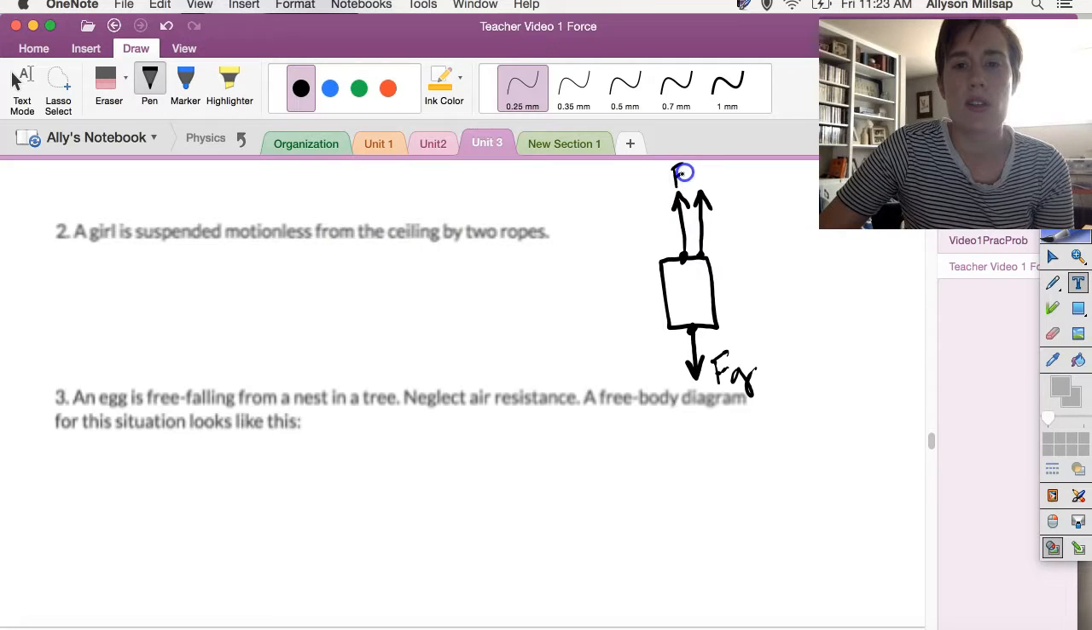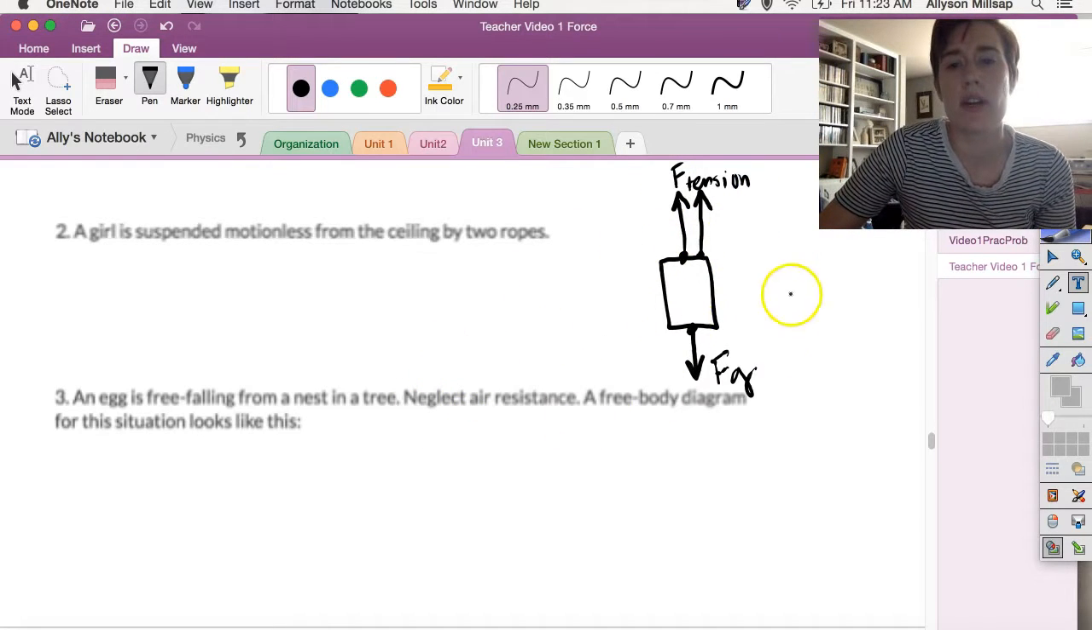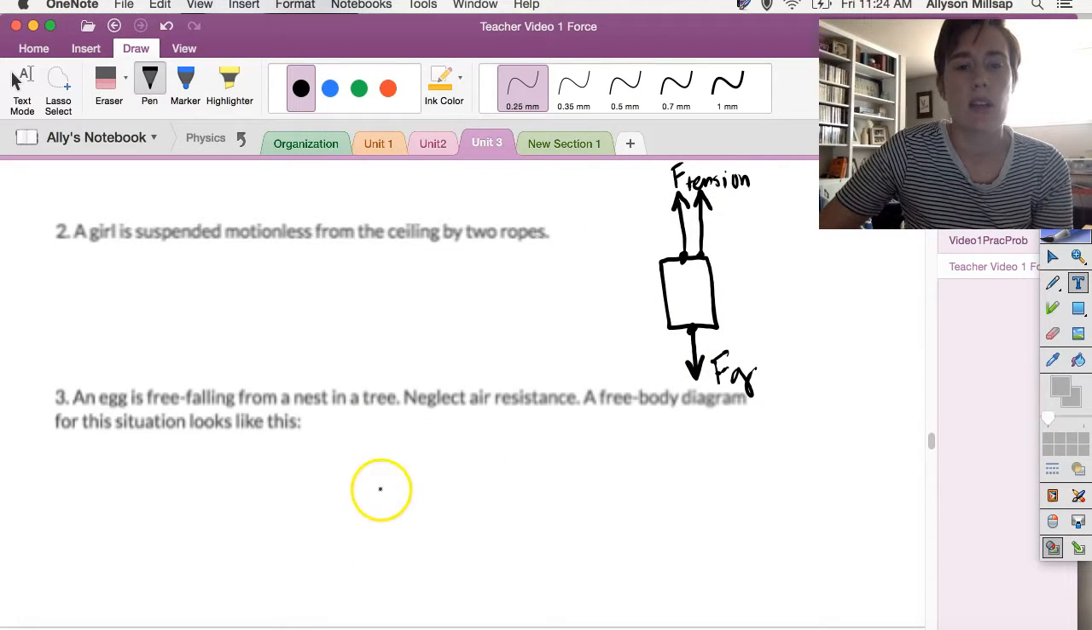This is the force of tension. Okay, because the rope is causing the tension. And that's it. There's no friction at play because it's not being moved. There's no air resistance because it's not being moved. And there's no push happening. So these are the only drawings I have to include.